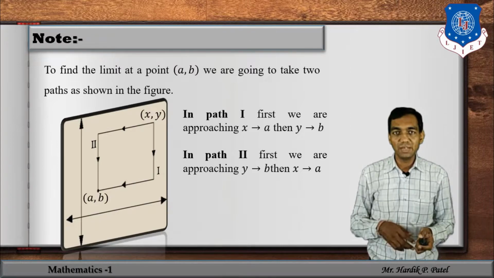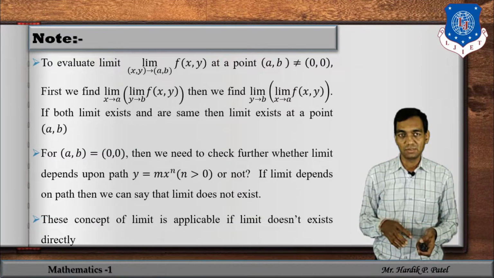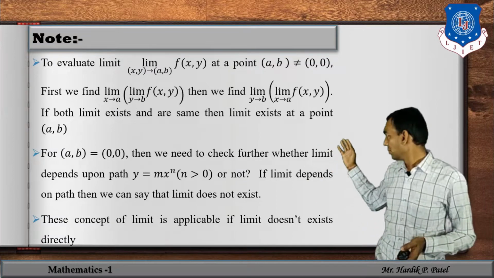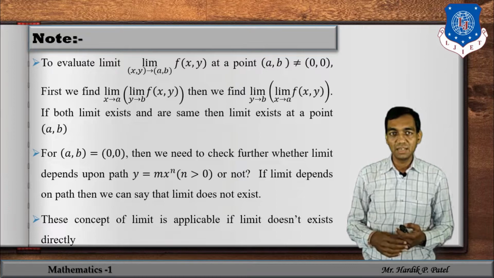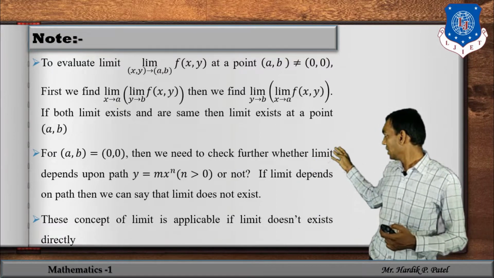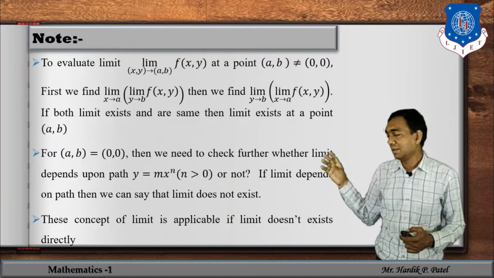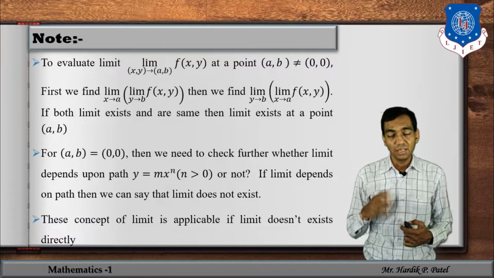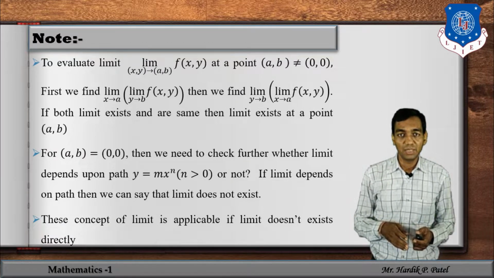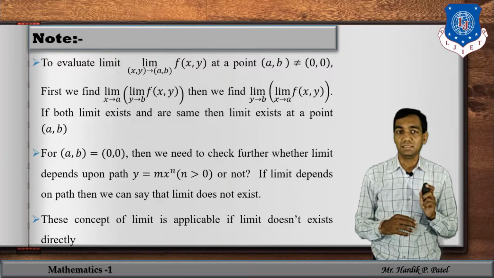And if both limits exist and are the same, then we are going to check whether the limit exists or not. That means for a non-zero point (a, b), we are going to find the iterated limits: limit y tends to b of limit x tends to a of f(x, y), and limit x tends to a of limit y tends to b of f(x, y). If both exist at the point (a, b) and are the same, then we can say that the limit at the point (a, b) exists.